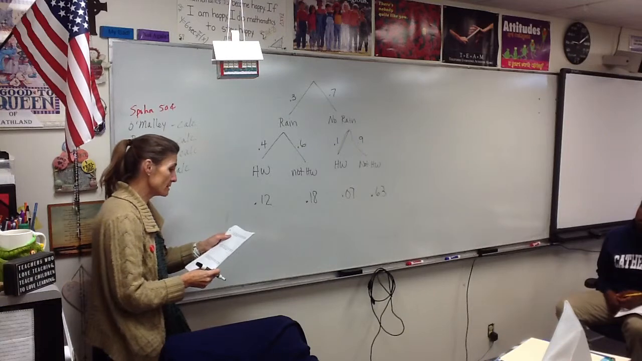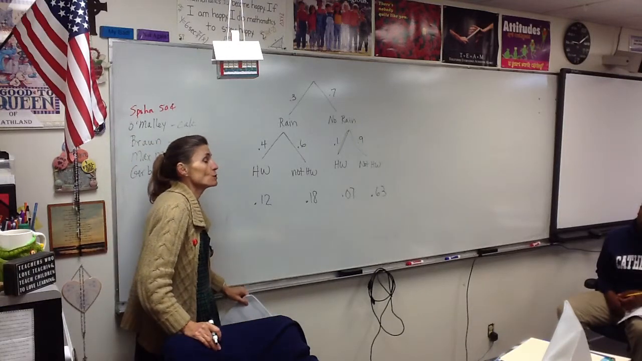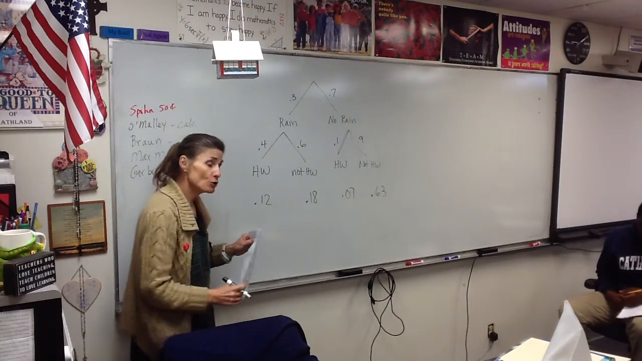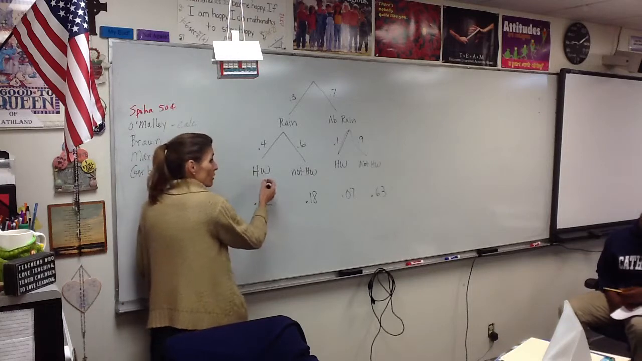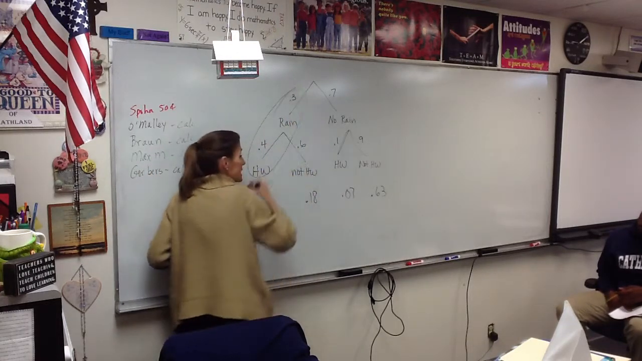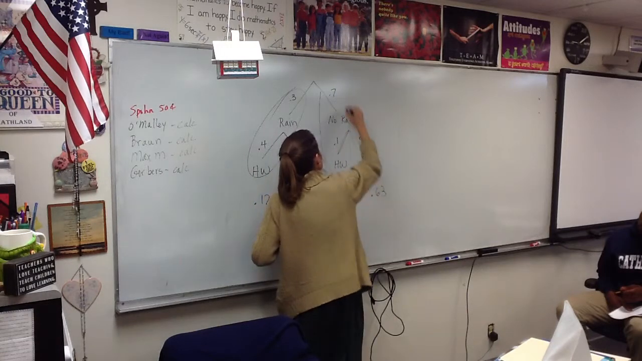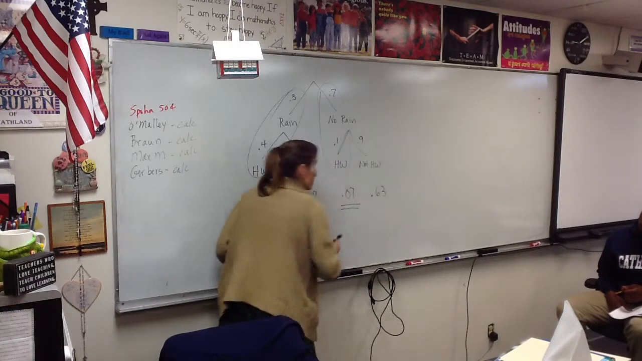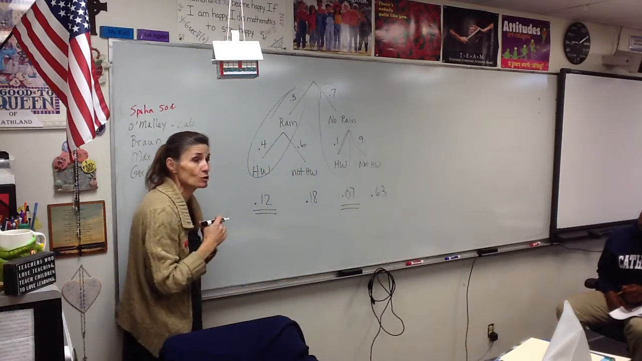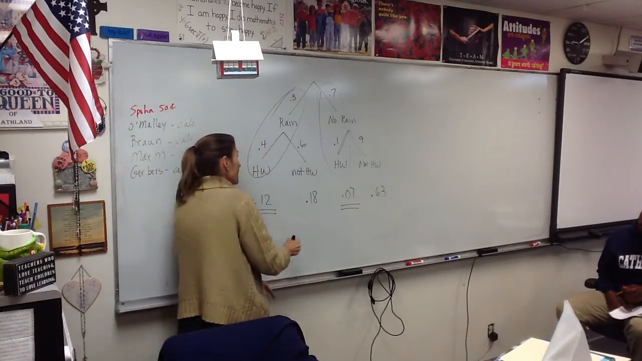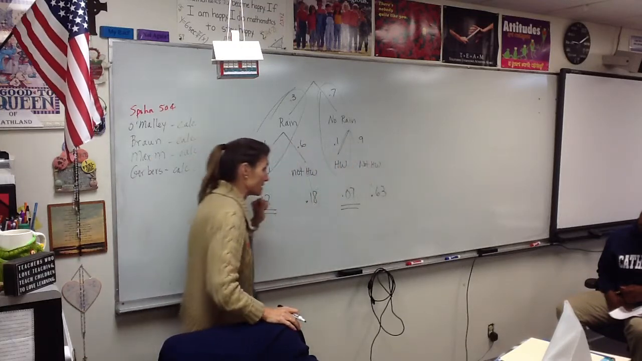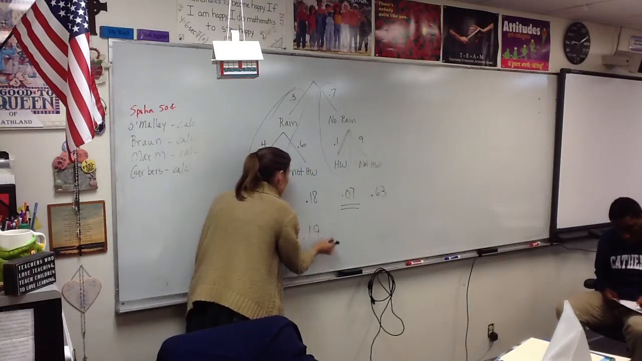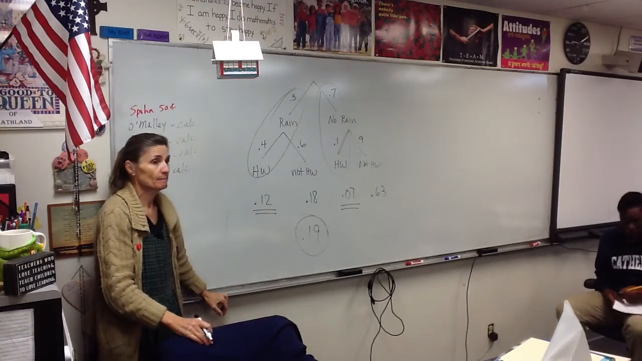Now the question is, find Joe's probability of doing homework. Now, there are two ways he can do homework. He can do homework if it rains, and he can do homework if it doesn't rain. So you have a 0.12 and a 0.07. What do you think you're going to do with those two numbers? Add them, because he's going to rain or not rain. We're going to do homework here or here. So we add those two together, and the answer is 0.19.